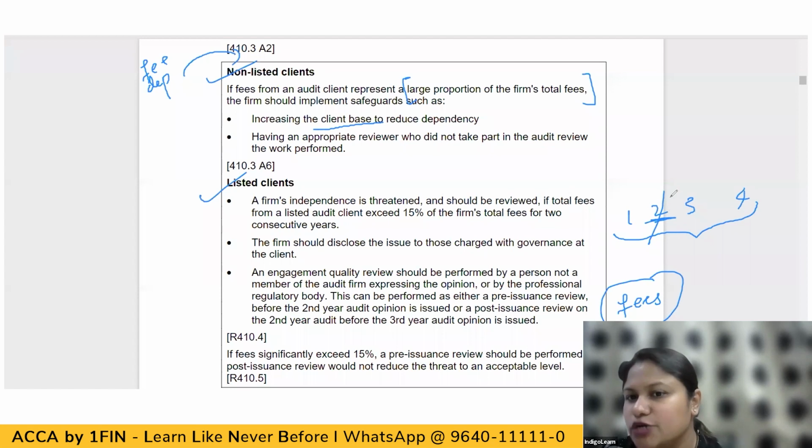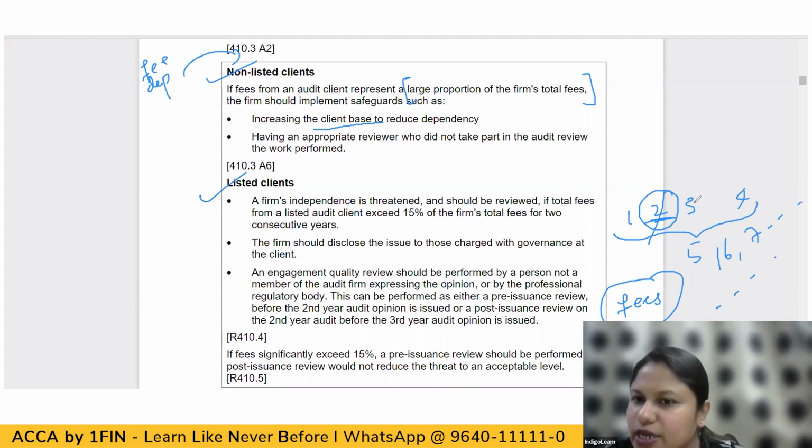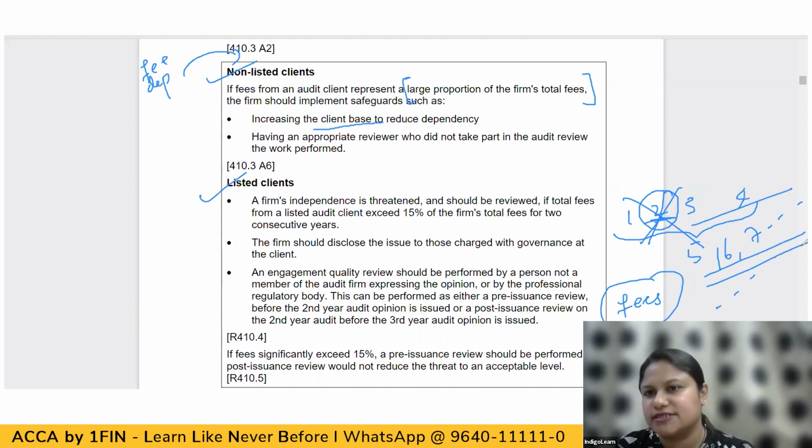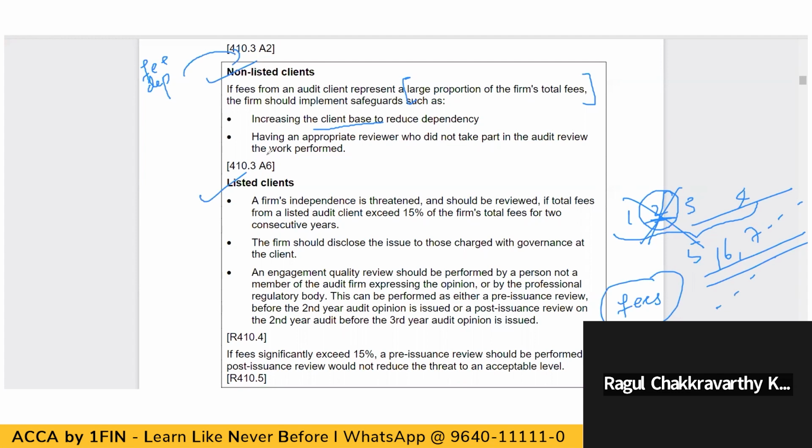Because of which, what they say is, don't concentrate a large portion on one particular client, rather increase the number of your clients. Make it 5, 6, 7, 8. Make the number of clients increase. Because if you lose any one client, you will not be dependent on them. You'll have multiple other clients from which you can recover the fees. Is it clear? Yes. Right then.